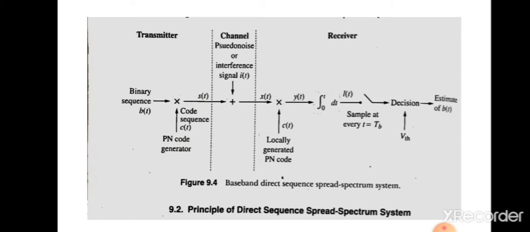That means we are modulating this PN sequence with the binary sequence, and the bandwidth of the spectrum that the modulated signal occupies will be greater than the minimum bandwidth necessary to send the data. So that means there is a spreading of the spectrum. That is called direct sequence spread spectrum.